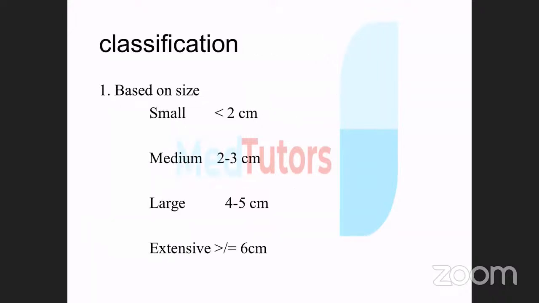So how are vesicovaginal fistula classified? The classification can be based on the size, based on the location, and based on ability to have continence even after repair. So based on size, you can have a small fistula when the fistula measures less than 2 centimeters, a medium fistula when it measures between 2 to 3 centimeters, a large fistula when the fistula measures between 4 to 5 centimeters, or an extensive fistula where it measures 6 centimeters or more.